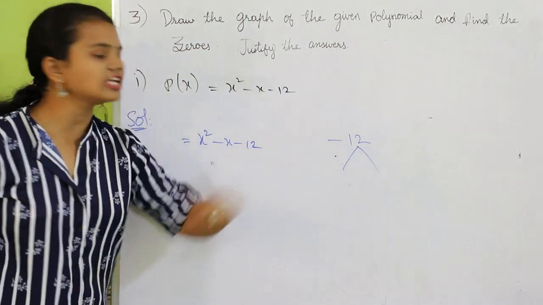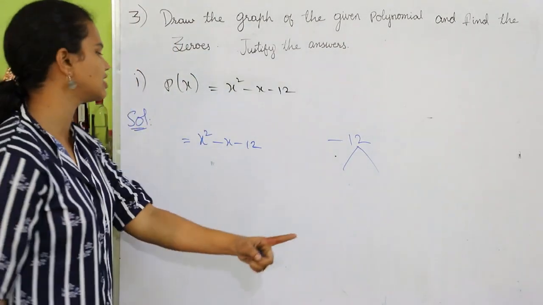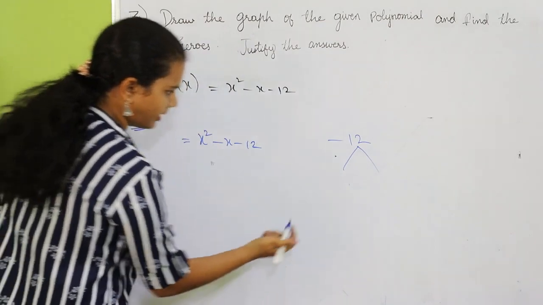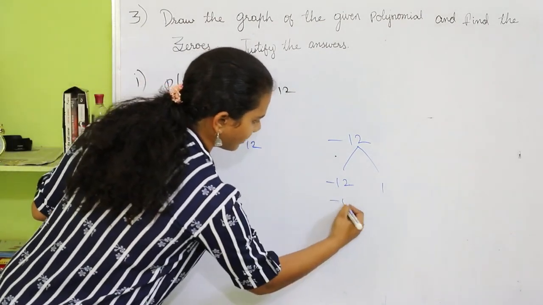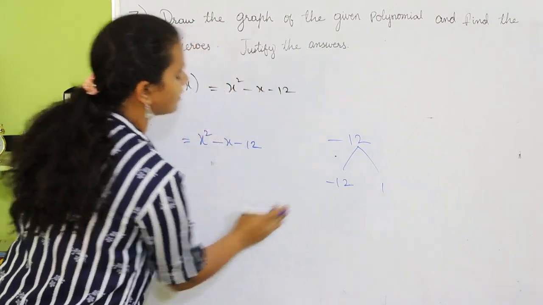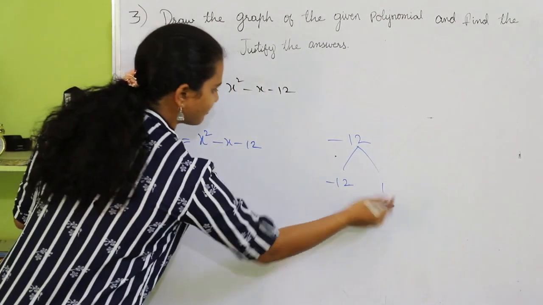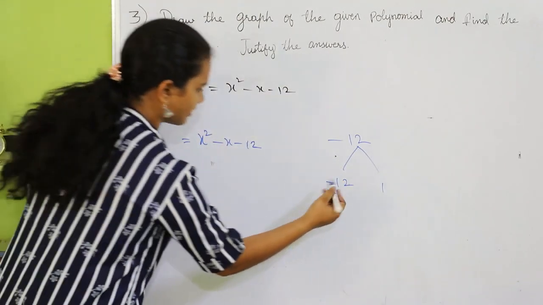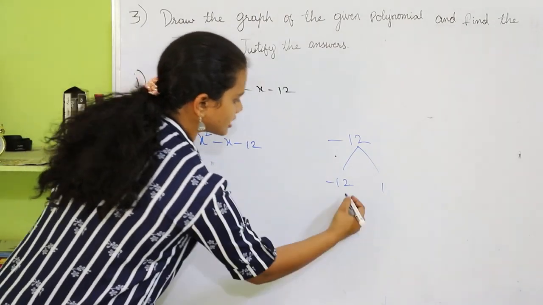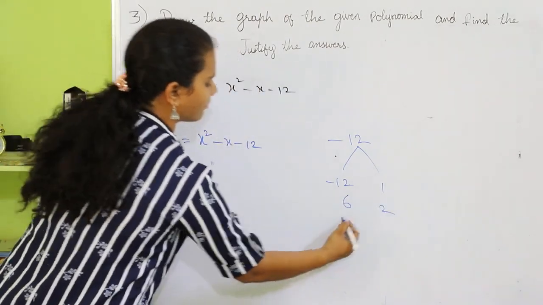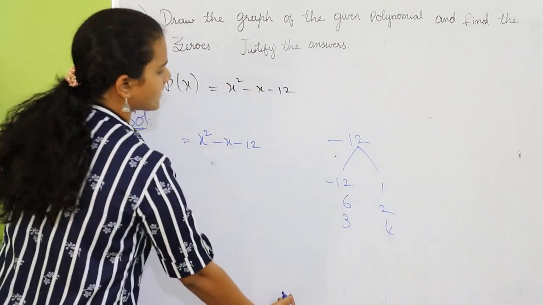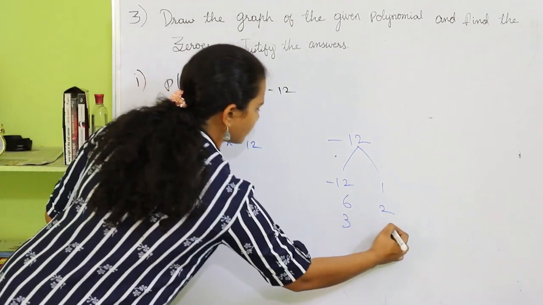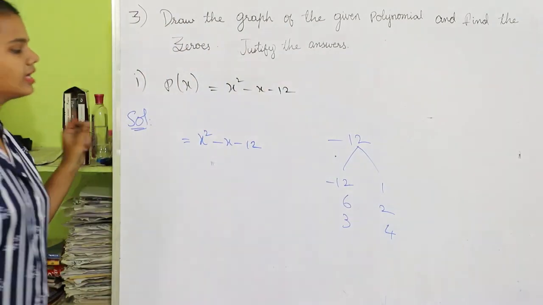Now find the factors for this minus 12. What are the factors? Minus 12 and 1, since 1 is a factor of every integer and the number itself is also a factor. Then minus 12 and 1, or 6 and 2 giving 12, and 3 and 4 giving 12. I would like to take only these factors, though you might get more, but at present I need these.